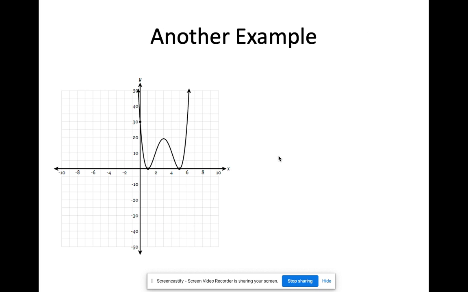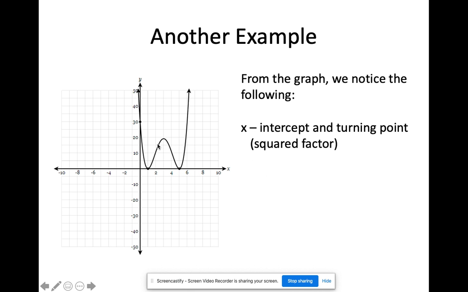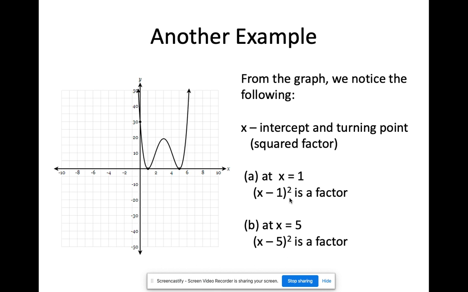Let's have another example. Okay? Notice in this example, we have three turning points: 1, 2, and 3, which means the power here would be x to the 4th. Then we have the graph intersecting the x-axis at these 2 points, at 1 and at 5. At the same time, each is a turning point and an x-intercept, which means it's a squared factor. So at x equals 1, x minus 1 squared is a factor, and at x equals 5, x minus 5 squared is a factor.